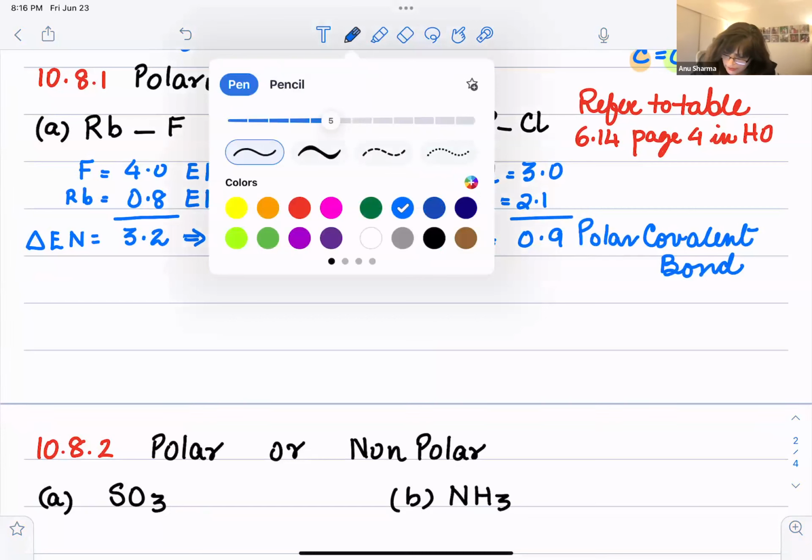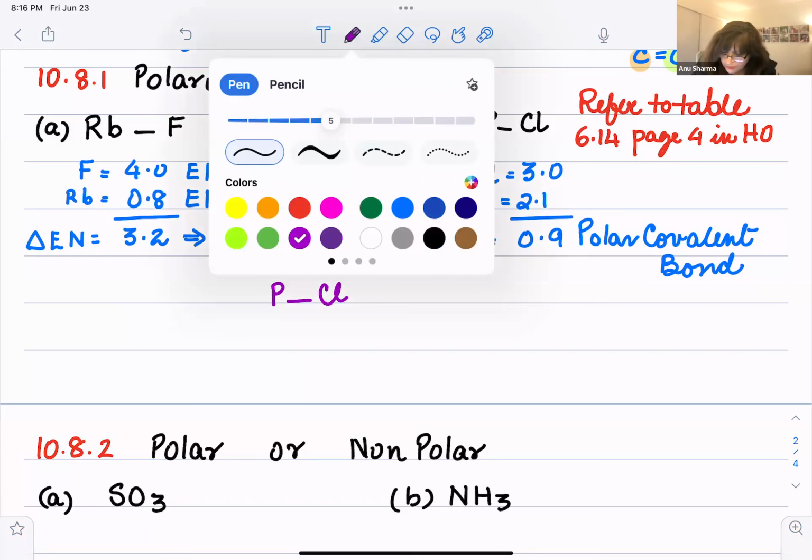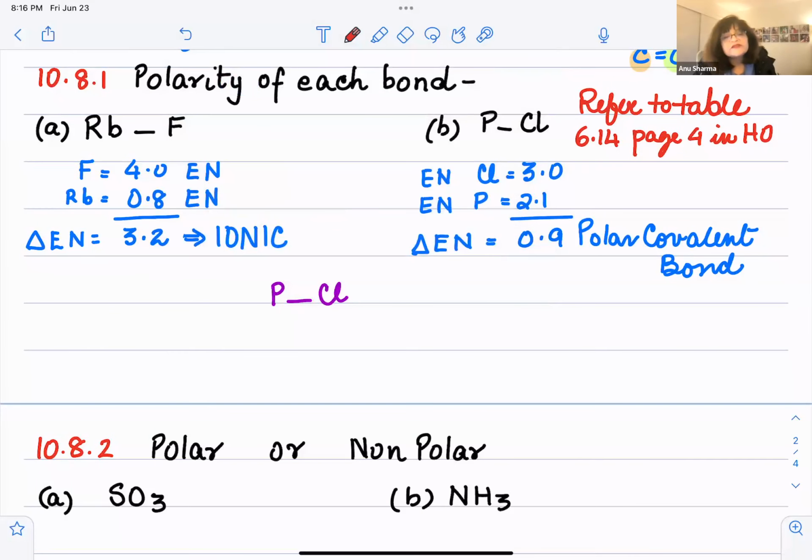Now, what is the meaning of a polar covalent bond? Here is phosphorus and here is chlorine, with a single bond in between the two. Because chlorine is more electronegative, a slight delta negative charge comes on chlorine and a slight delta positive charge comes on phosphorus. The net polarity is towards the chlorine side, the push for the electron cloud.